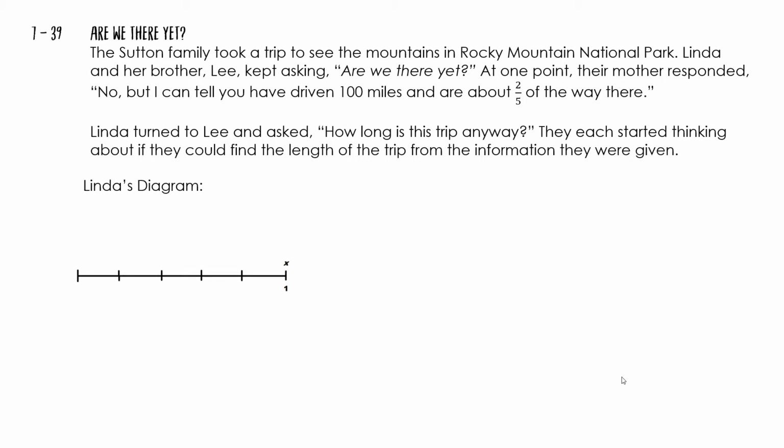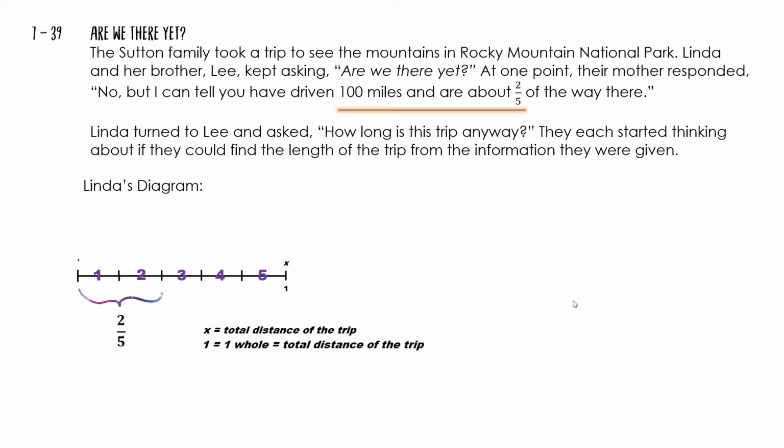So Linda drew a diagram where X represents the total distance of the trip and 1 represents one whole, which is also the total distance of the trip. She divided this line into 5 sections, so in other words, she divided it into fifths. Now she knows that 2/5 is equal to 100 miles because their mom said, "We've driven 100 miles and are about 2/5 of the way there." That means that those two are equal to each other. So if we wanted to find the total, that's Linda's diagram.